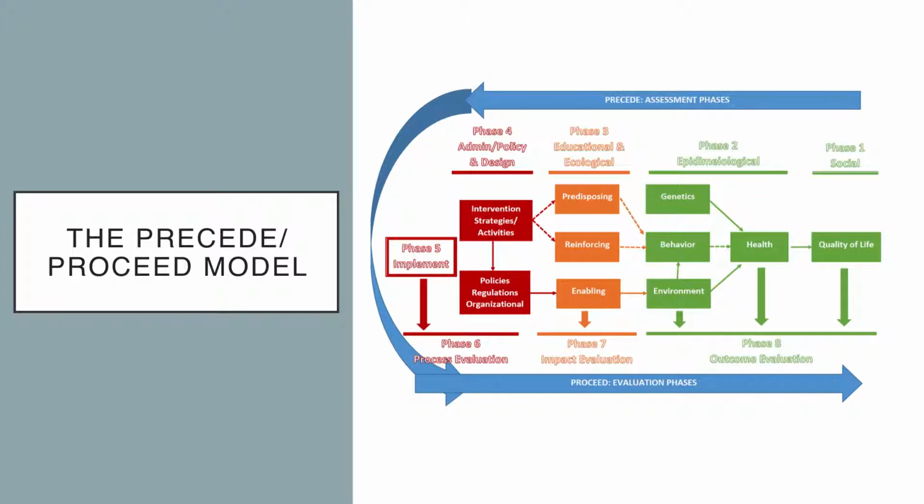This slide shows a diagram that summarizes the PRECEDE-PROCEED model. We can see on the top that we have the PRECEDE assessment phases, and at the bottom we have the PROCEED evaluation phases. We can also see that the intervention strategies and activities are affecting the predisposing and reinforcing factors, but the policies, regulations, and organizational factors are affecting the enabling factor. These factors, the prefactors, will affect both the behavior and the environment of that population, which in turn will hopefully affect their health and increase quality of life overall.